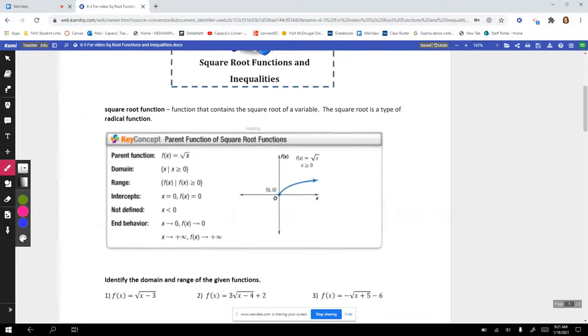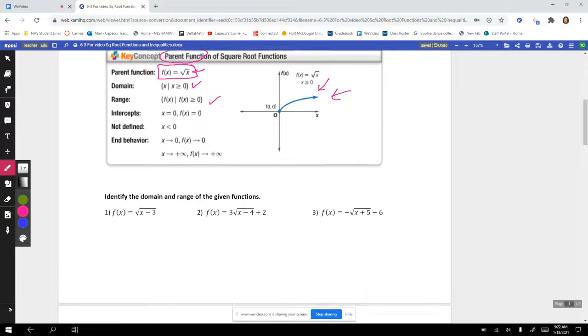So if we first look at this parent function right here, where we're starting from, this is what the graph looks like. And it does make sense. Underneath this radical sign, my radicand has to be greater than or equal to 0, which is why it is above my x-axis. And because of that, my range in this particular case, in my parent function, has to be greater than or equal to 0 as well.